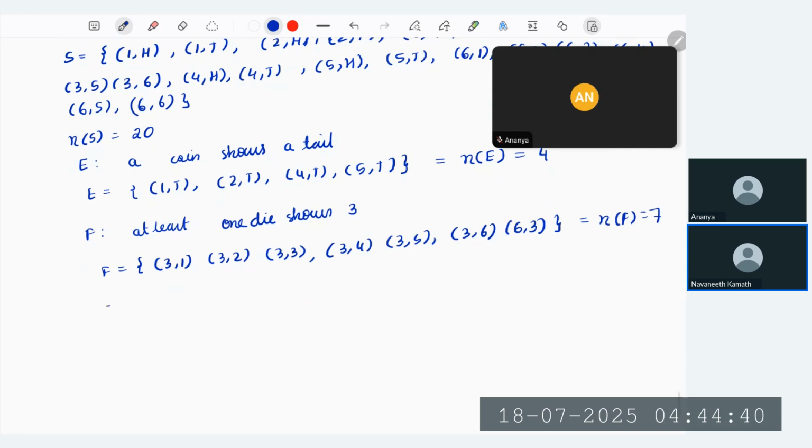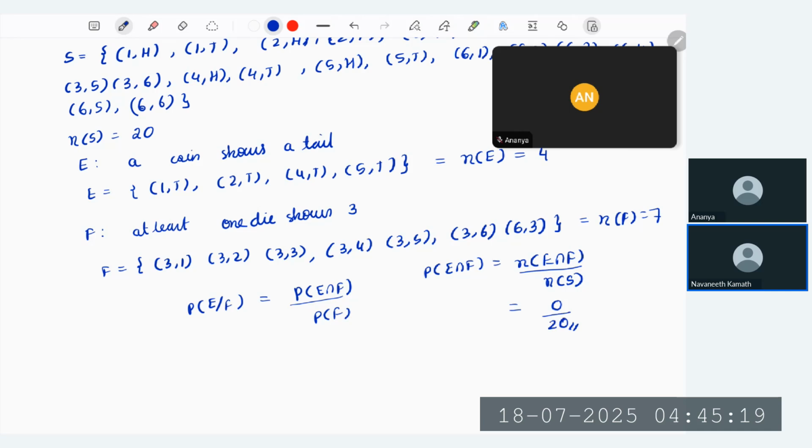So now I need to check the formula of conditional probability. P of E given F is equal to P of E intersection F by P of F, right? Correct. Yes. Now P of E intersection F is equal to the number of items in E intersection F, the number of items which are common, by the sample space. How many events are common in E and F? It is 0. Correct. By 20 it is. There is nothing common between E and F.